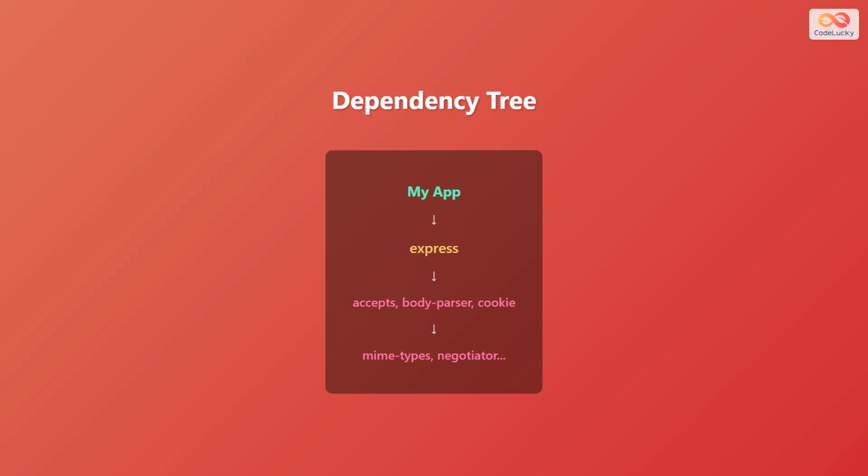The dependencies in a Node.js project form a tree-like structure. Your application depends directly on packages like Express. In turn, Express may depend on other packages like Accepts, Body Parser, and Cookie. These, in turn, may depend on further packages like MIME types and Negotiator. This nesting continues, forming a tree of dependencies required for your application to function.